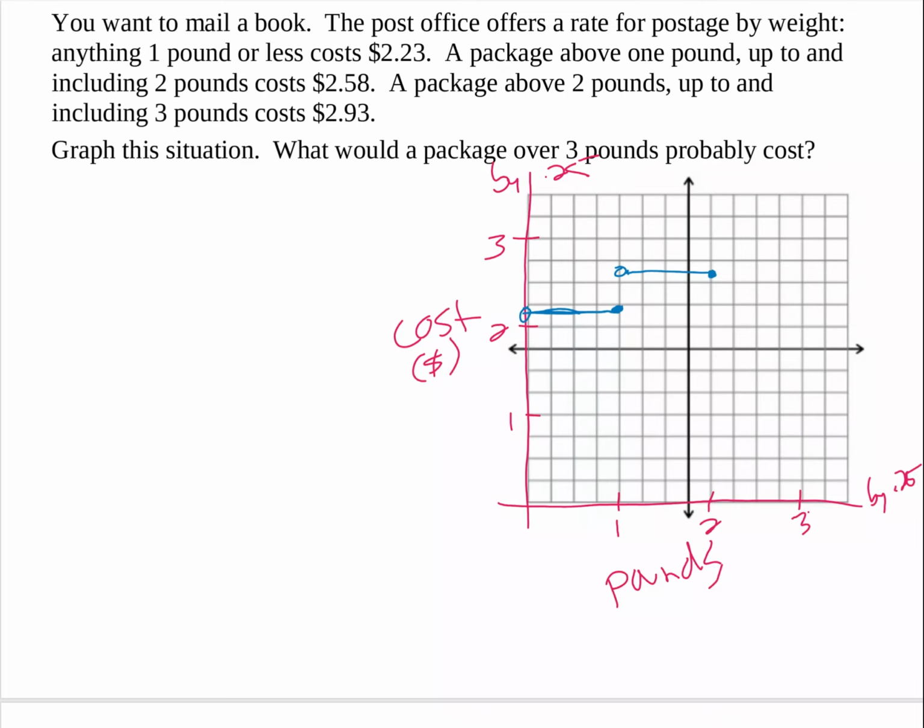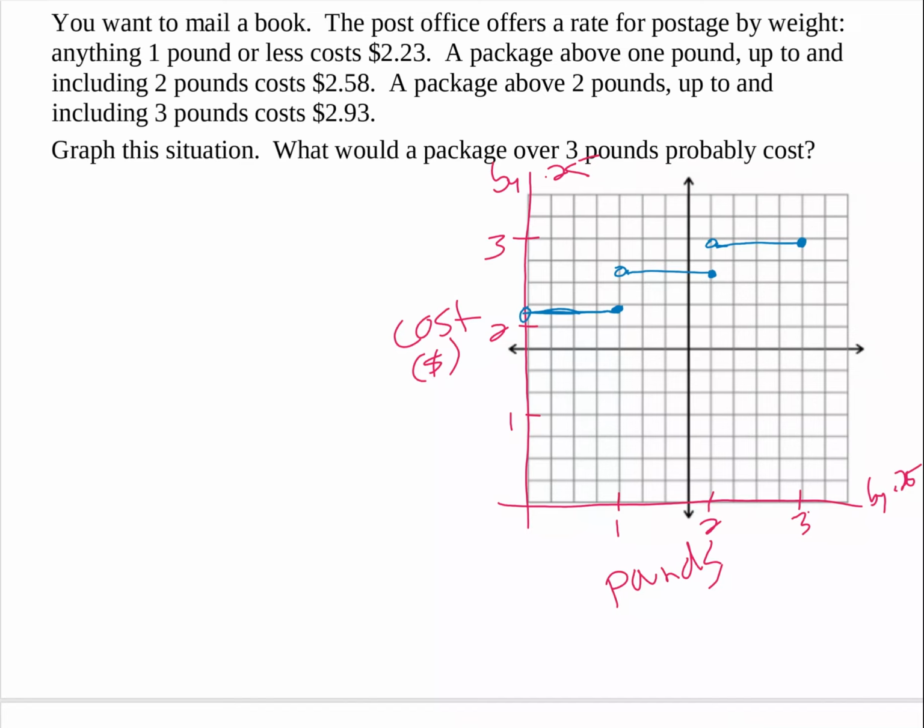It's pretty easy. A package above 2 pounds up to and including 3 pounds. So you want to do an open dot above 2. Above 2 pounds up to and including 3 pounds is $2.93, so just short of $3 there. And then up to and including 3 pounds, so I'll go to 3 pounds. We're including 3 pounds. Everything in between is that $2.93. Okay. So there's your graph.